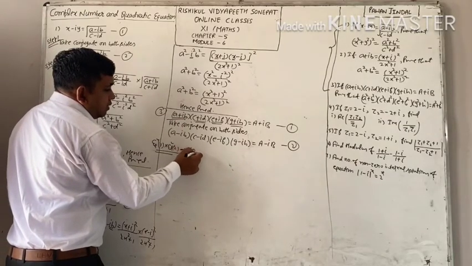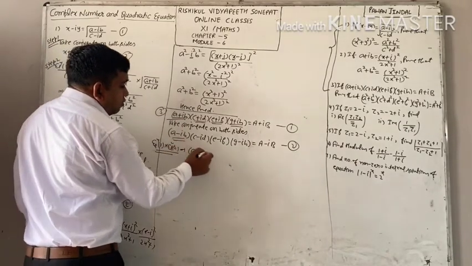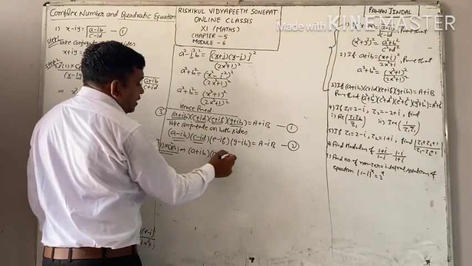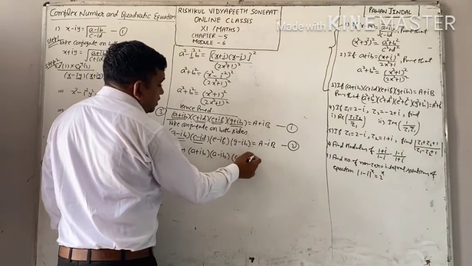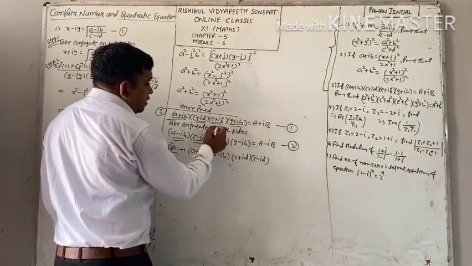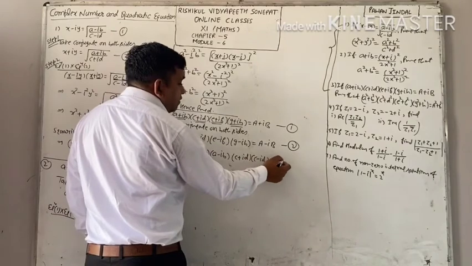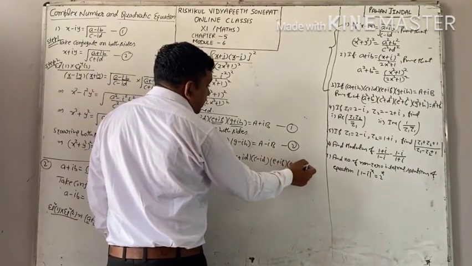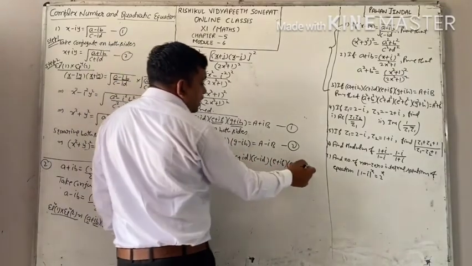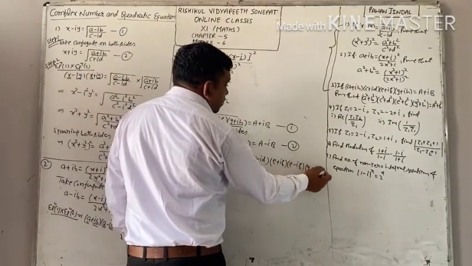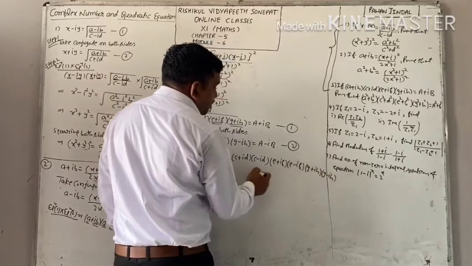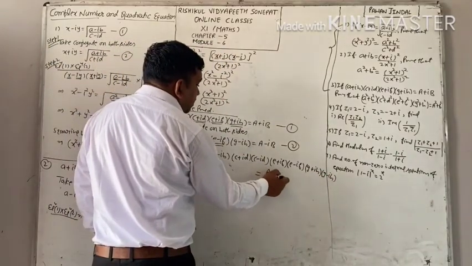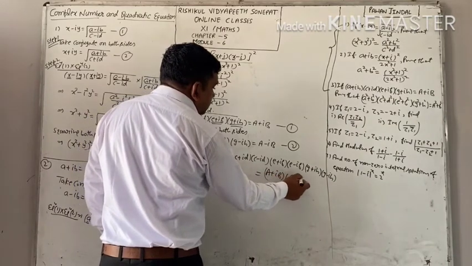This implies (a + ib)(a − ib), here (c + id)(c − id), here (e + if)(e − if) multiplying with (g + ih)(g − ih). This is equal to, see here, (a + ib) into (a − ib).